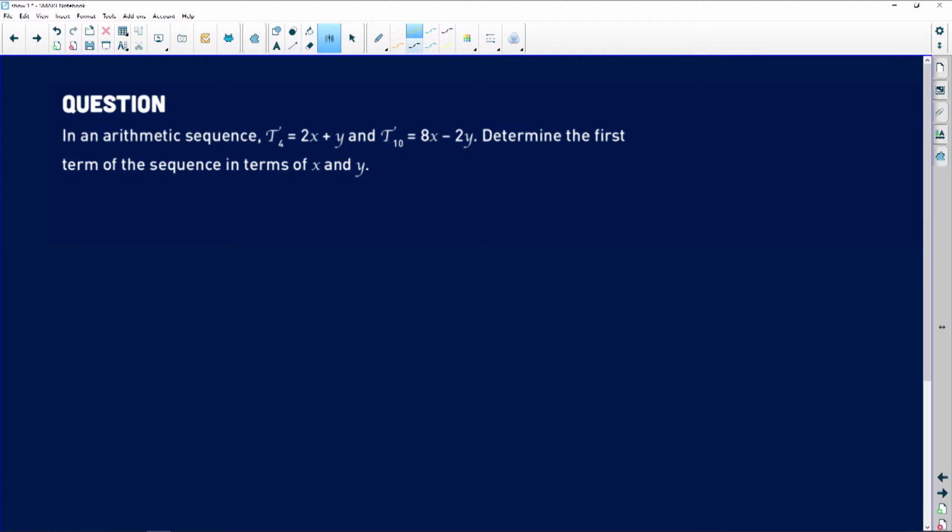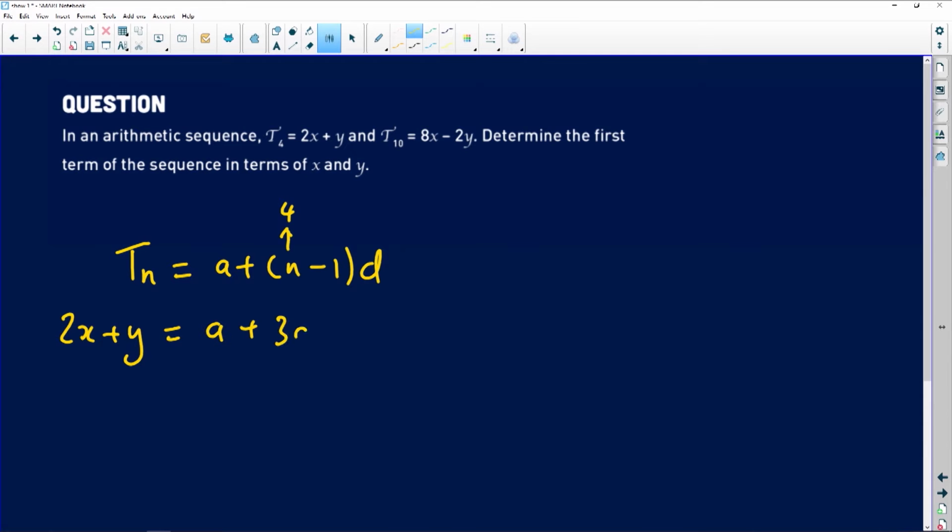So now let's jump right into this question and say that we know for a fact that Tn is a plus n minus 1 multiplied by d. We are told that the fourth term is 2x plus y, which means 2x plus y is equal to a plus, it is the fourth term. So this n value is basically 4. When you do 4 minus 1, you're going to get 3 differences.